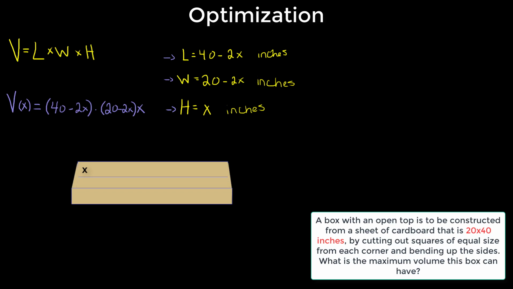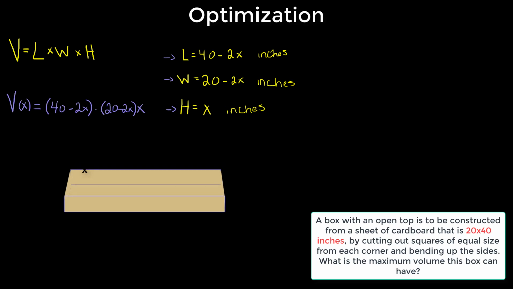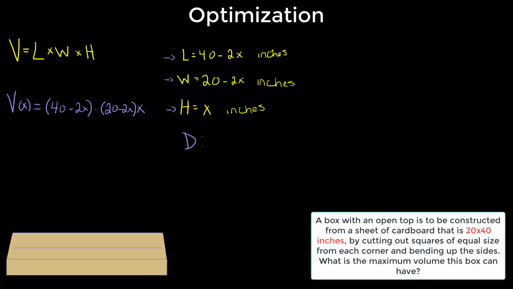Likewise, we can't have a negative cut. So this means that we can't have a negative x. So our domain, let's go ahead and write that out right here. Our domain is restricted. We can't go less than 0, so we can include 0 because we can have a volume of 0, but we can't be negative.